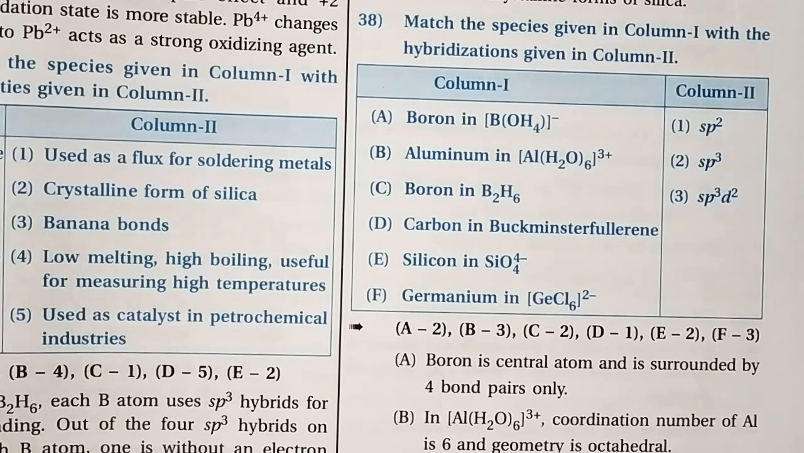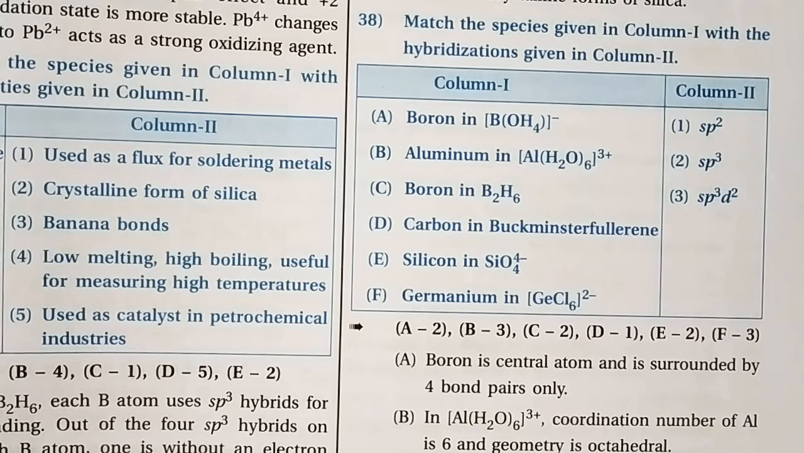Number 3, boron in B2H6. So each boron atom is sp3 hybridized for bonding. Out of the 4 sp3 hybrid orbitals on a boron atom, 1 is without an electron. Carbon in Buckminsterfullerene. We know that all the carbon atoms are equal and they undergo sp2 hybridization. Fine.